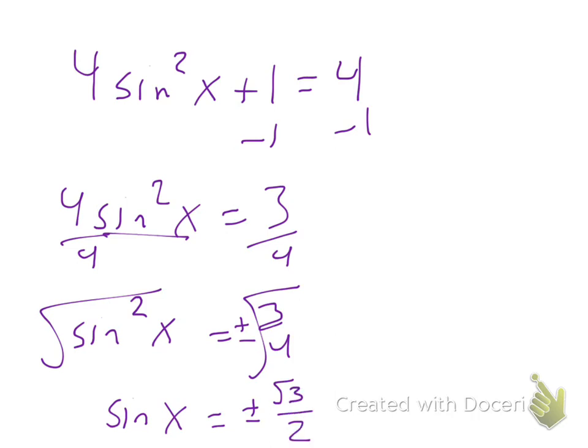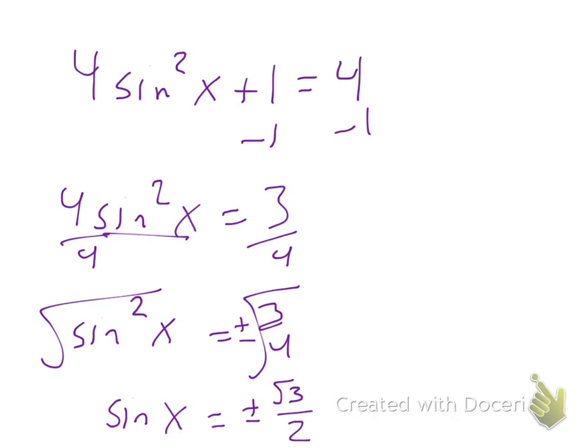So plus or minus, so it can be both. Can it be plus or minus x too? No, plus or minus, sine of x is equal to... Which means sine of x is equal to the square root of 3 over 2, and sine of x could equal the negative square root of 3 over 2.